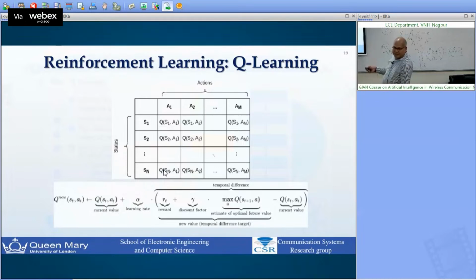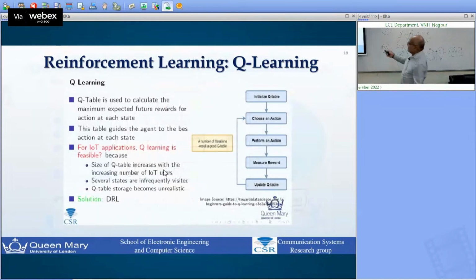But the problem here is that we are going to have a huge number of states, so we cannot use the Q table. This is the Q table: initialize the Q table, choose an action, perform the action, measure the reward. Based on the reward, we get a new Q value in the table. Iteratively, we update the Q table. This is the basic Q learning algorithm. The Q table is used to calculate the maximum reward in every state for every action.